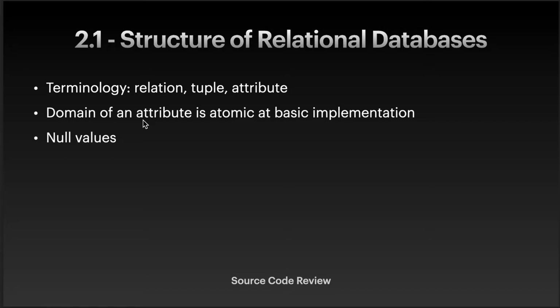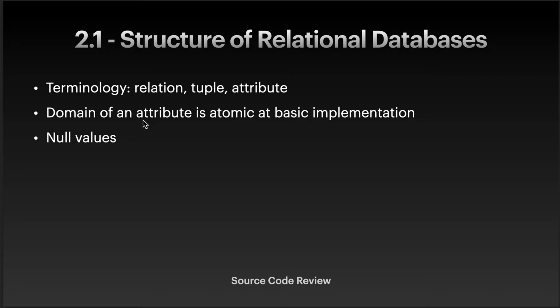So section 2.1, structure of relational databases. Some basic terminology. We have relation, tuple, and attribute. Relation is synonymous with table, tuple is synonymous with row, attribute is synonymous with column name. These are just mathematical terms, so that's what we use.